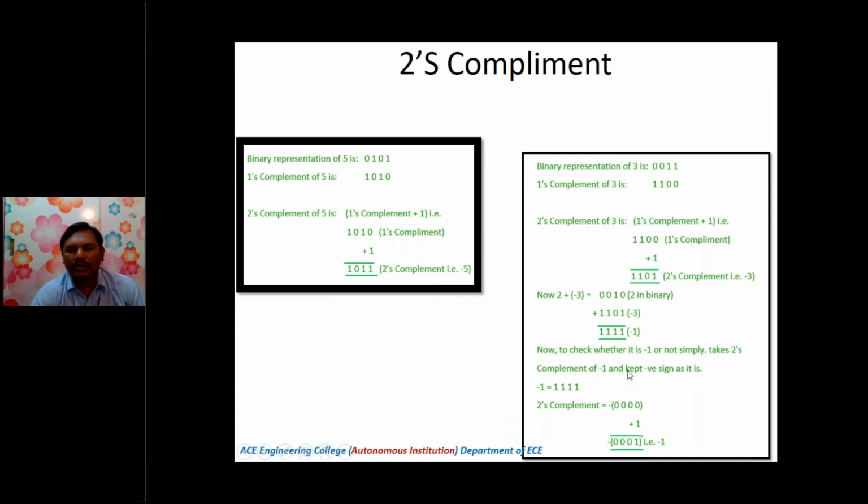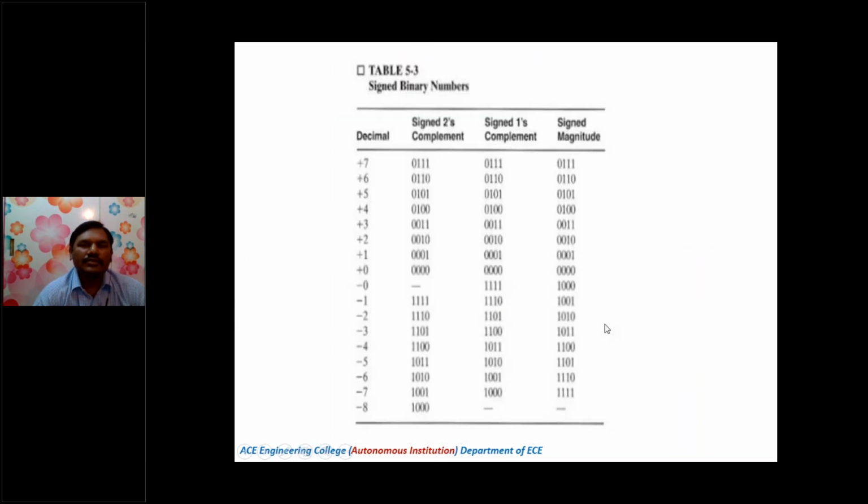Simply take the 2's complement of the result and keep the negative sign as it is. So here it is minus 1, because the 2's complement of 111 is 000 plus 1, which is 001, that is 1, and we perform minus in 2's complement. If the result is not equal to the required value, find its 2's complement again and show the negative symbol. This is one more example of 2's complement, and this is a representation of 1's complement, 2's complement and sign and magnitude with different representations.